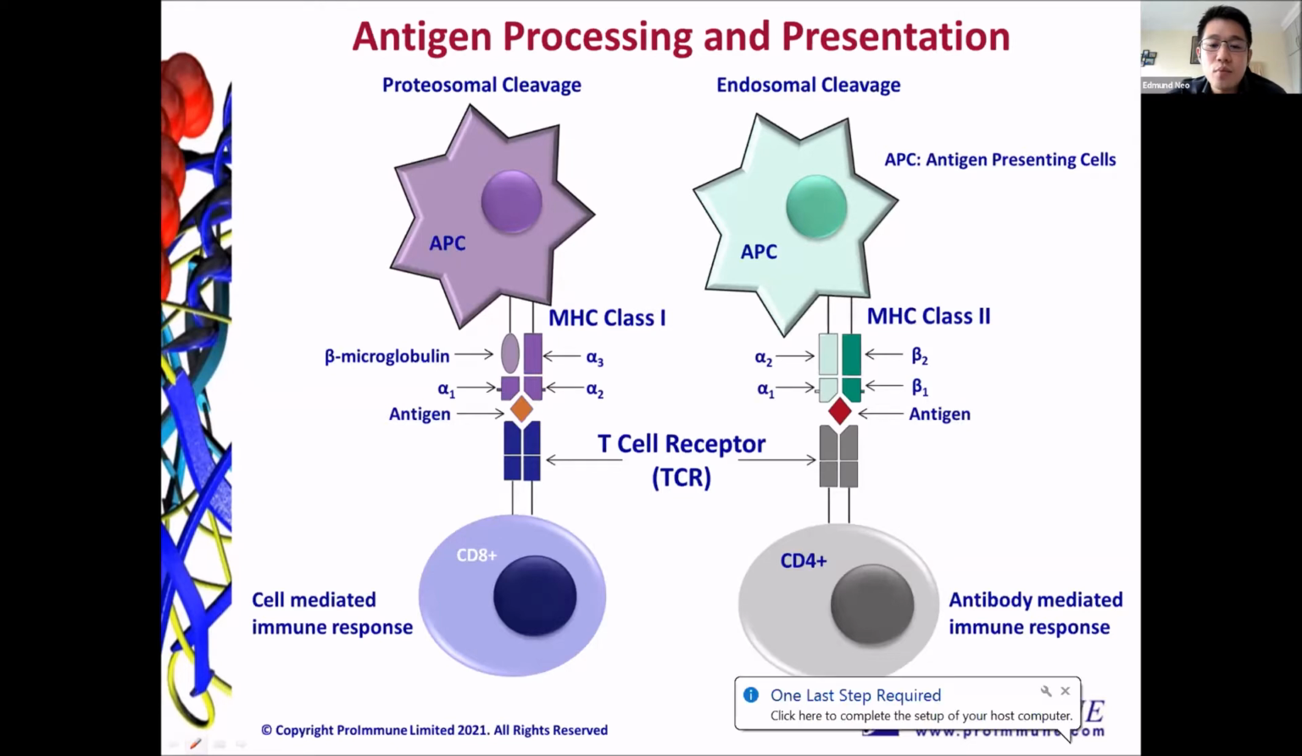Here we have the antigen presenting cells, which can undergo the proteasomal cleavage pathway expressing MHC class 1 and the endosomal cleavage pathway expressing MHC class 2, presenting the antigen on the antigen presenting cell surface. Then we have the T cells, where the antigen-specific CD8 T cell receptor recognizes the peptide MHC class 1 complexes, also known as the cell-mediated immune response. On the other hand, the antigen-specific CD4 T cell receptor recognizes the peptide MHC class 2 complexes, also known as the antibody-mediated immune response.